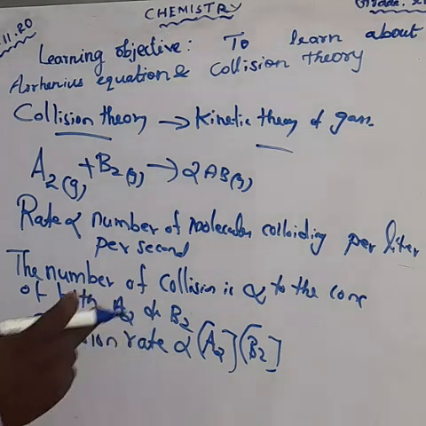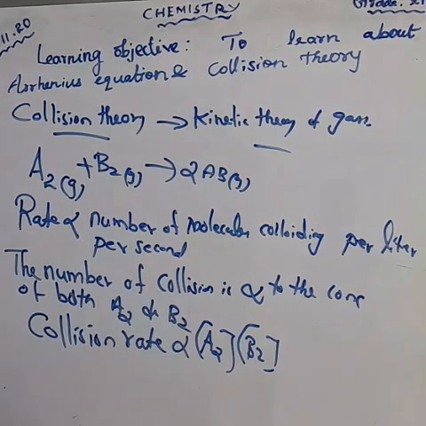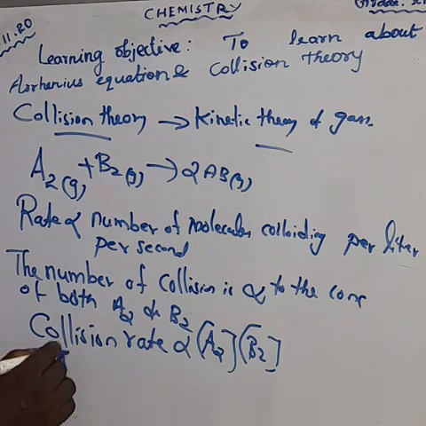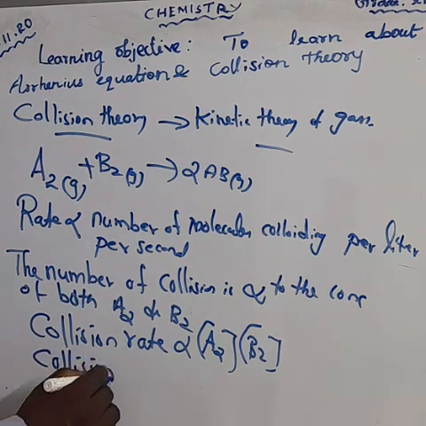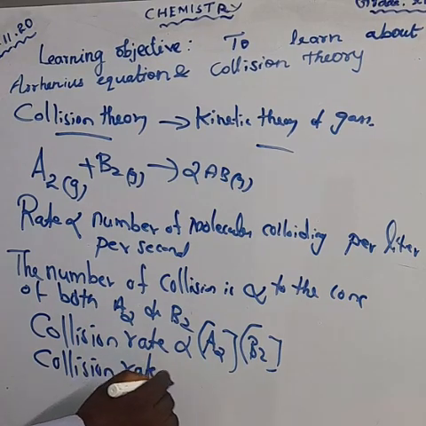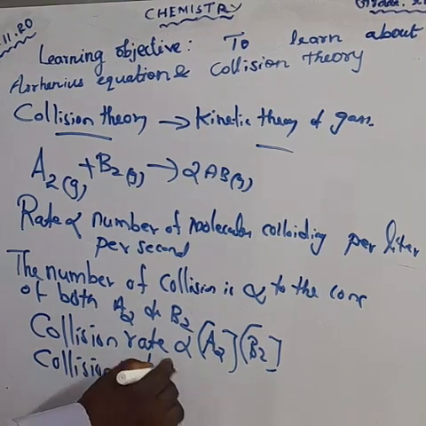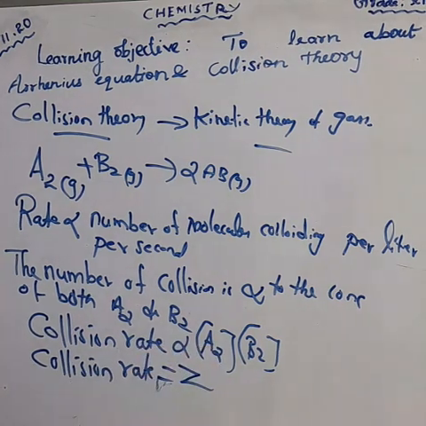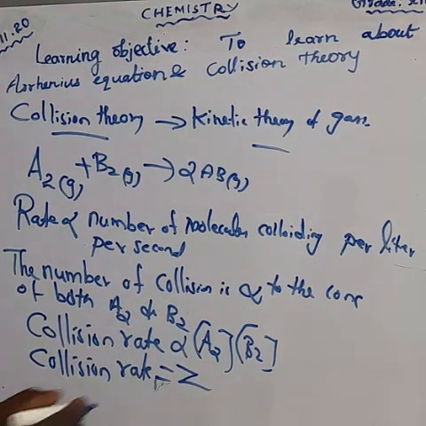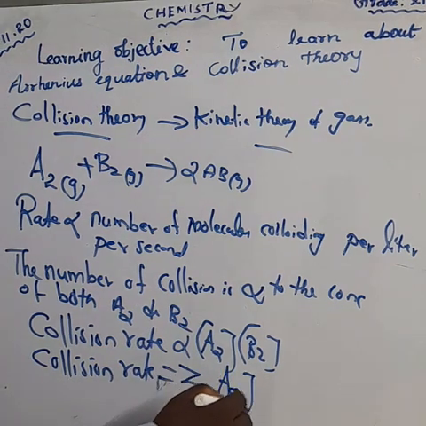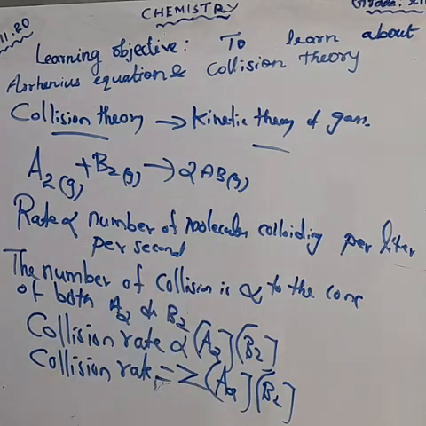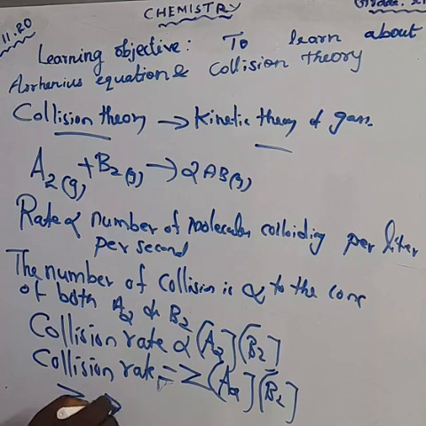Then the proportionality is changed to equality, so we have to use one constant. So collision rate is equal to Z times A2 B2, where Z is a constant.